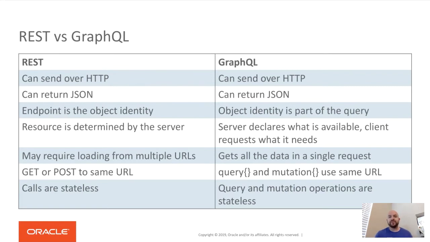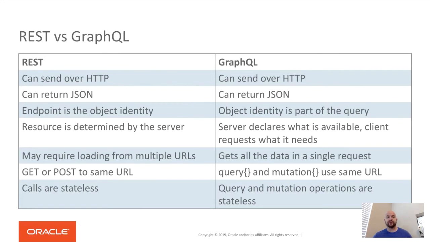Whereas with GraphQL, the server simply says what's available, and then the client can request only what it needs for its particular use case. With REST, you may have to go after multiple URLs to get the data you need. With GraphQL, you can request all the data in a single request. Really, really nice and neat. With REST, you had to use different HTTP verbs to indicate the type of action you wanted to perform against the resource. With GraphQL, we have different queries and mutations which are exposed, and I'll show you how that works in a little bit, but you don't have to worry about HTTP verbs.